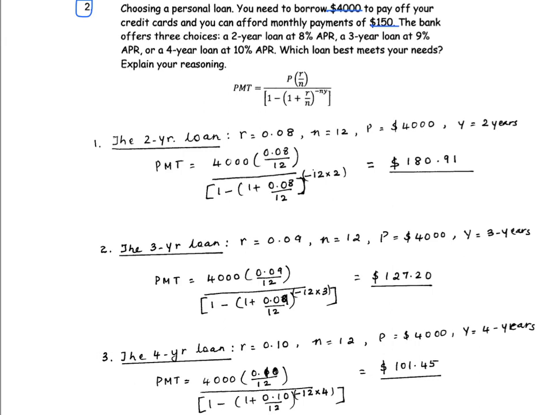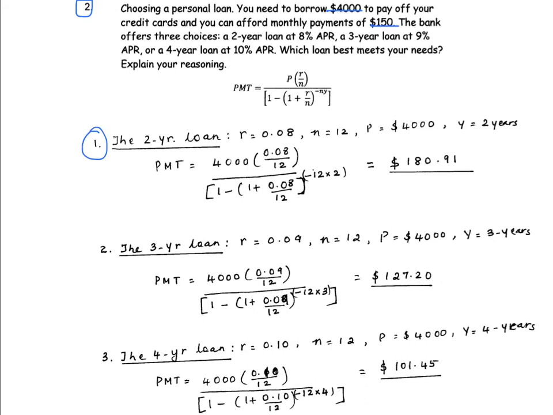Now, you have three choices. You have a 2-year loan, a 3-year loan, and a 4-year loan. Each type of loan not only has a different loan term, one is 2 years, one is 3 years, and one is 4 years, but it also has a different interest rate. So we need to figure out what loan best meets our needs. So let's look at the first loan.